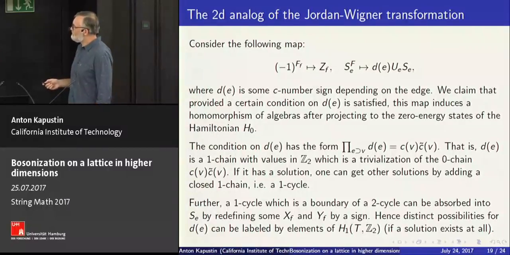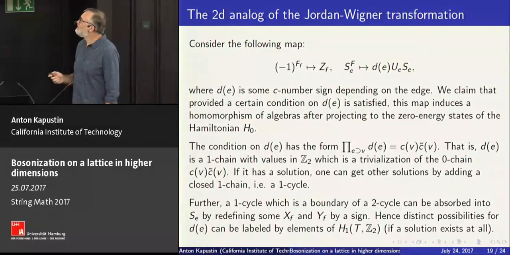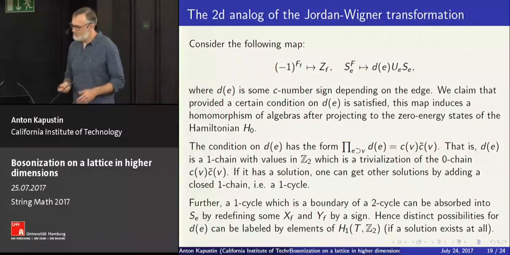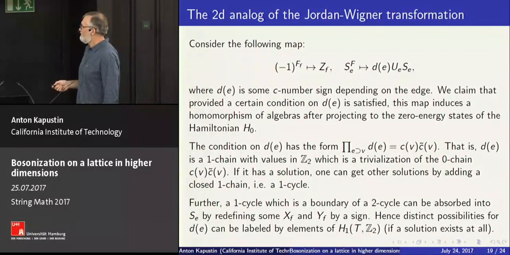Actually, we don't care about all one cycles. If you have a one cycle which is a boundary of a two chain, then you can simply absorb it into redefining this axis. Well, S is made of axis. If your one cycle is a boundary, you can absorb the sign into the definition of the axis on all the faces. So really, the number of distinct possibilities is labeled by elements of the first homology group of this triangulation.